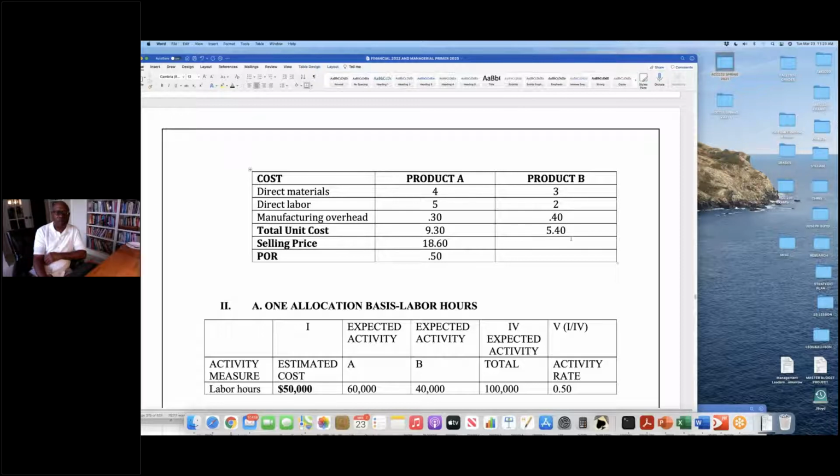$16.20. Yeah, because selling price multiple. What's the POR? 50 cent, 0.5. Okay, so any questions on what we've done there?